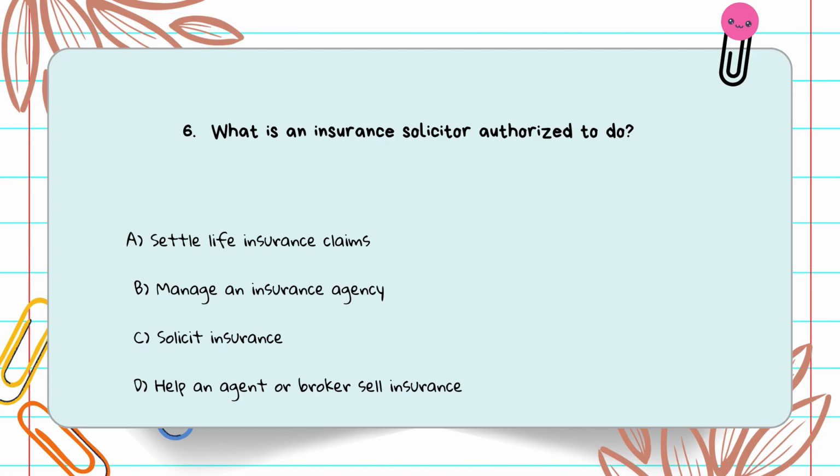Question number 6. What is an insurance solicitor authorized to do? A, settle life insurance claims. B, manage an insurance agency. C, solicit insurance. D, help an agent or broker sell insurance.